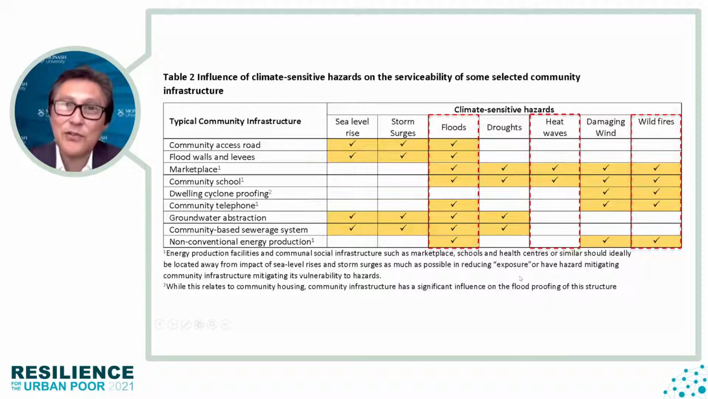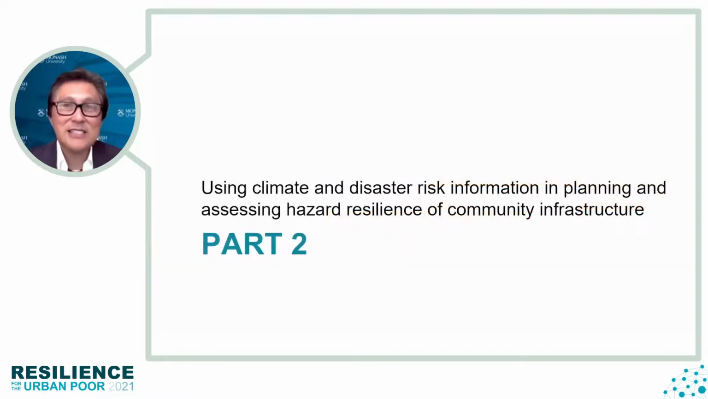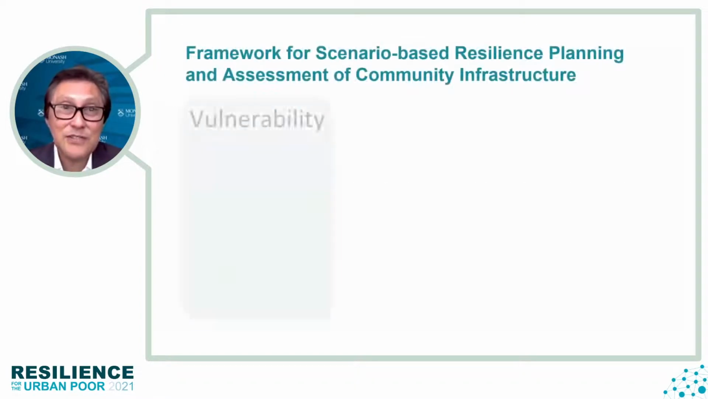The key thing is for you to actually understand that most community infrastructure are affected by multiple hazards. And it is really in that context that I want to now talk about how you would use climate and disaster risk information in planning and assessing the hazard resilience of community infrastructure.